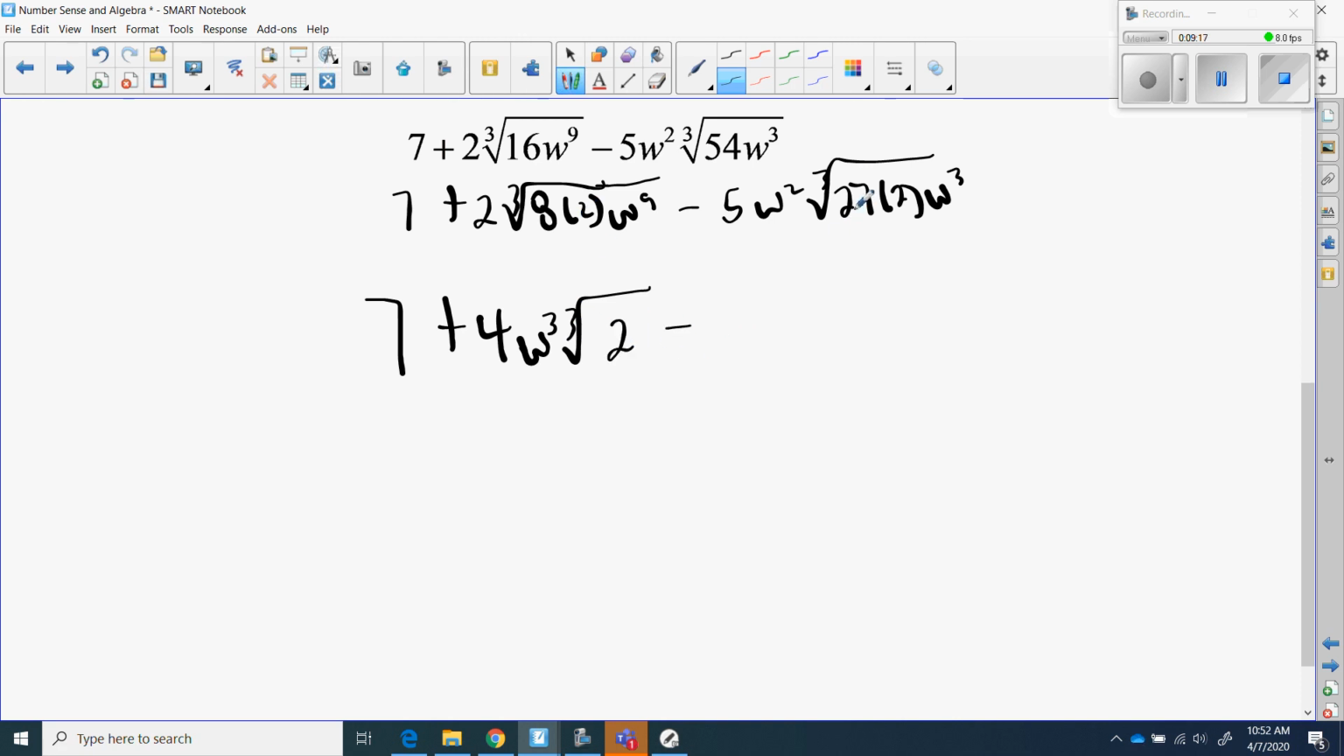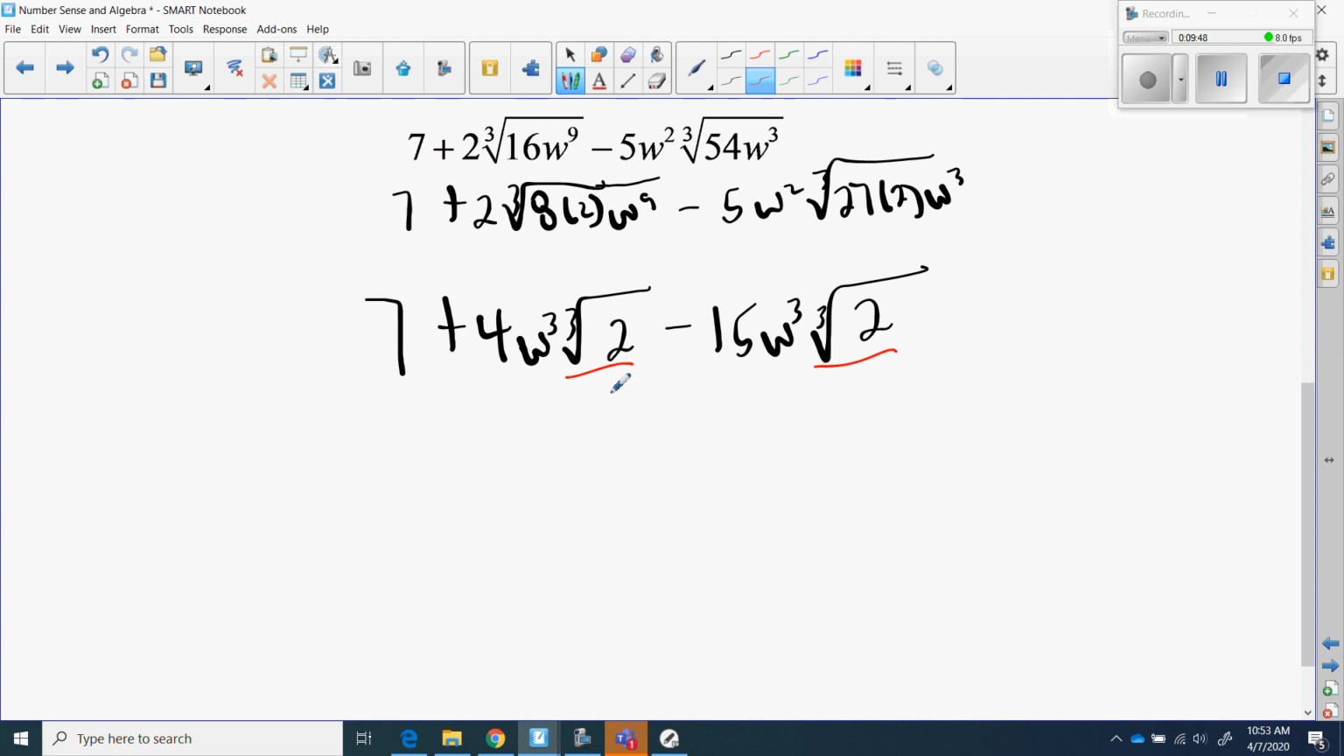Minus. The cube root of 27 is 3, multiplied by that 5 is going to give me a 15 out front. I have w squared. The cube root of w to the 3rd, so I take a third of the exponent. That will give me a w, which I have to multiply by the w squared that's already out there. So that will give me w to the 3rd, leaving me with cube root, and just the 2 will be left underneath here.